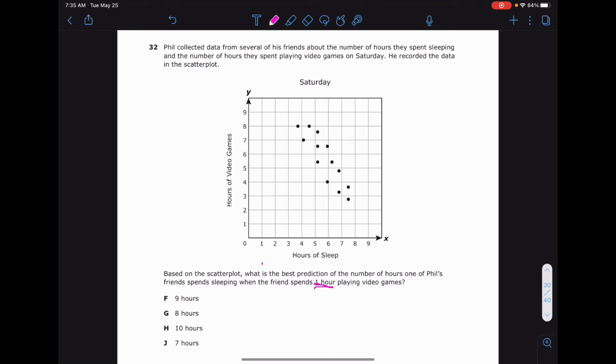So 1 hour is here. Aquí está 1 hour. What do you think the number is? So we have to look at our data. Tenemos que mirar nuestra data.